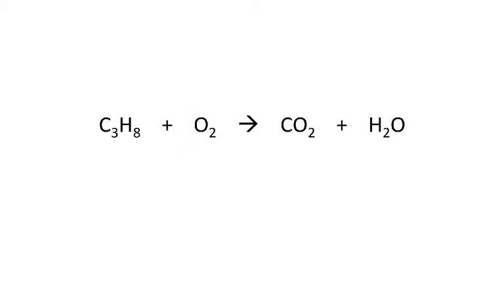So let's start with carbon. So I've got 1 times 3, I've got 3 carbons. I have just 1 carbon, so I think I need to put a 3 in front of the CO2. If I do the hydrogens next, I've got 8 hydrogens. I've only got 2, so I need to get this up to 8. So if I put a 4 in front, 4 times 2 is going to be 8.